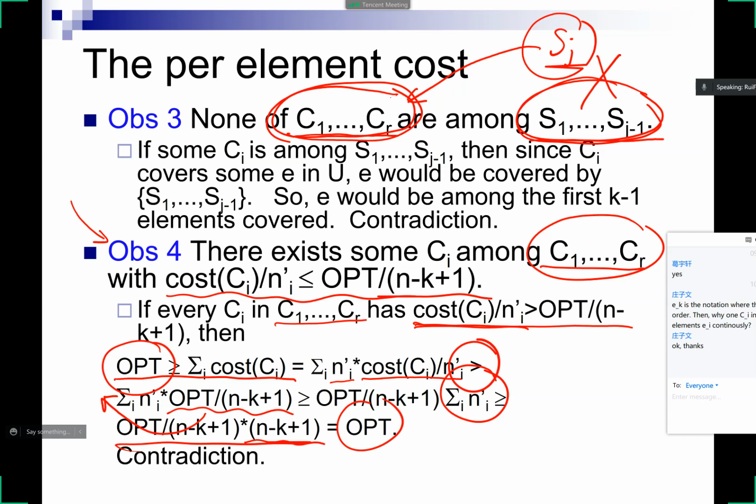Okay, so intuitively, if you have these sets C1 up to CR, and they all together cover these m minus k plus 1 elements in U, then one of these sets has to have average cost which is no more than opt divided by m minus k plus 1. Okay, so that's our observation, Observation 4. Okay, so now we're almost done.